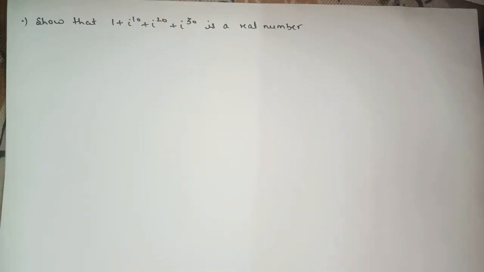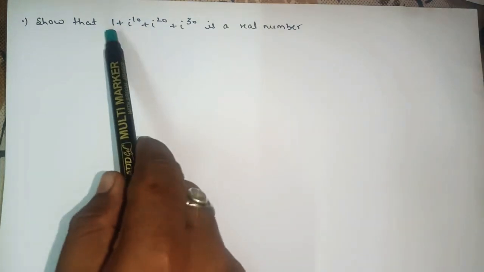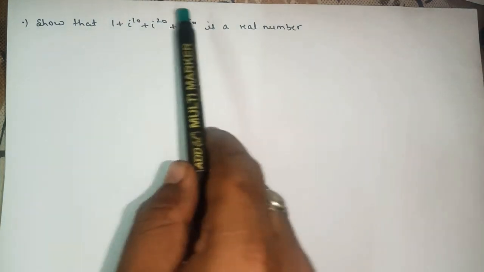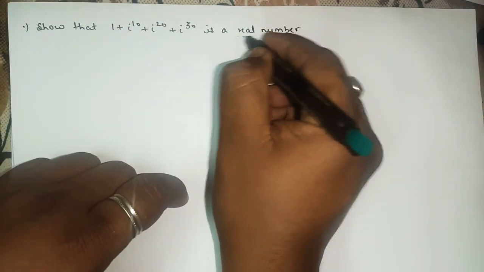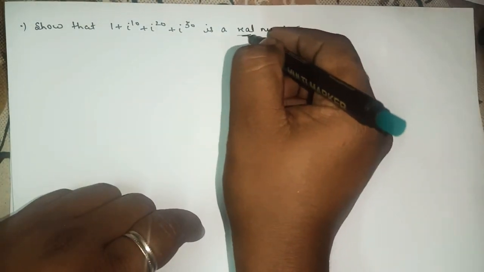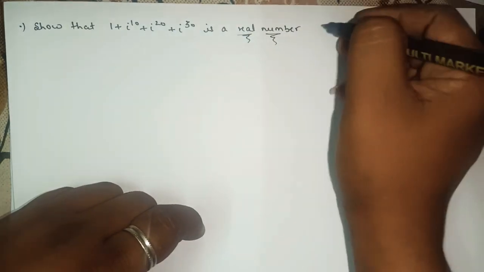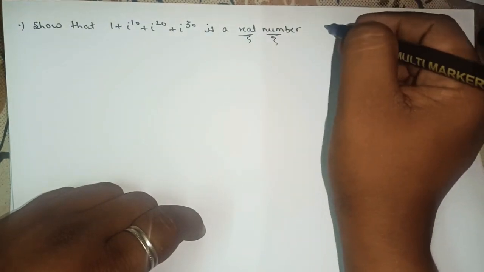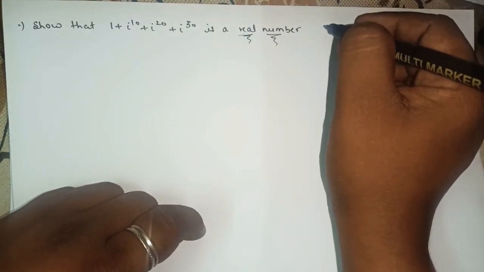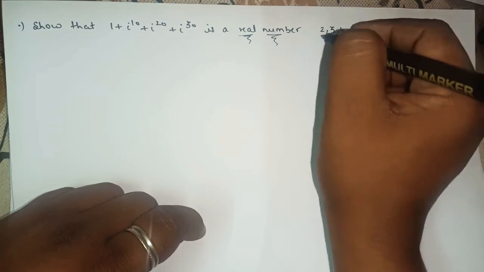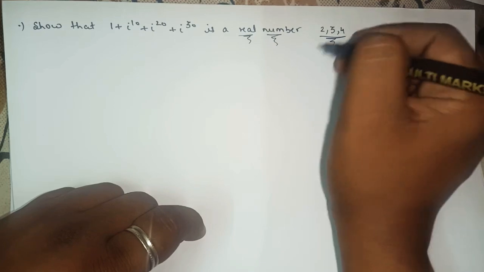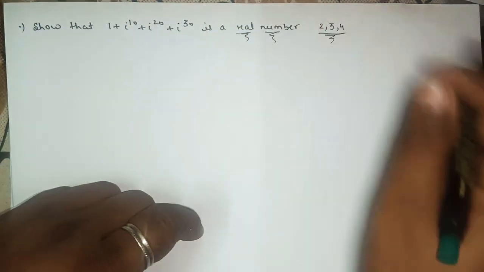Here in this question it says that you have to show that 1 plus i^10 plus i^20 plus i^30 is a real number. So what do you mean by real number? Real number means the final answer should be without i. That means the final answer should contain numbers like 2, 3, 4. It should be without i. So if the answer is without i, we can say that it is a real number.